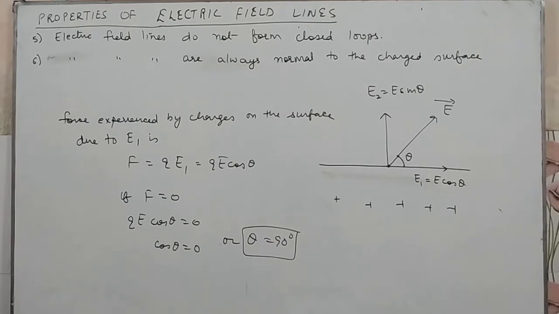So you can also say they are always drawn normal to the charge surface. Whether it's a positive charge surface or a negative charge surface, they are always normal. For a positive charge surface, they emerge out normally from the surface. For a negative charge surface, they actually enter into the surface. That is also normal. So this is the sixth property.